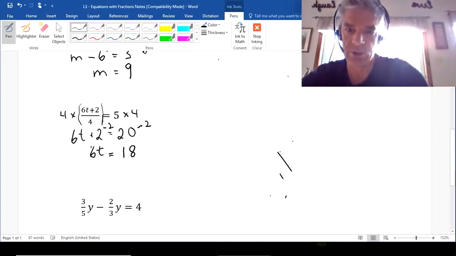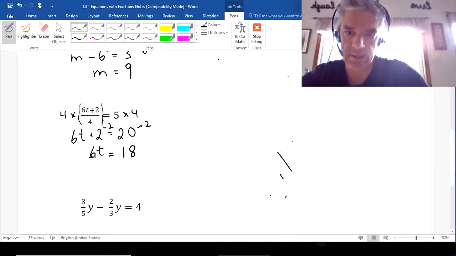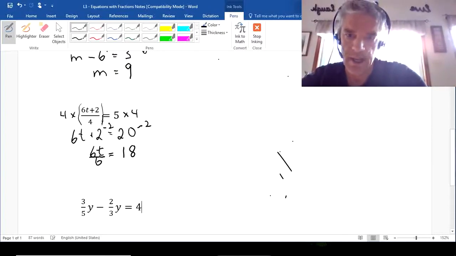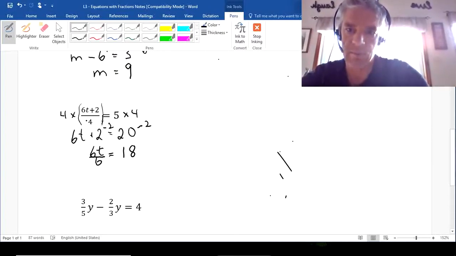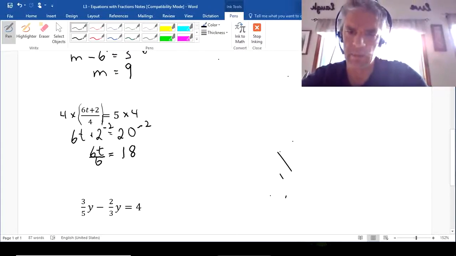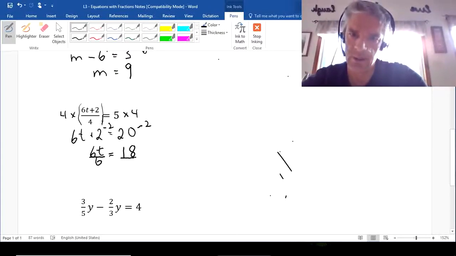And at this point, I'm going to now divide both sides by the number in front of the variable, which is t. So I'm going to divide both sides by 6, right? It's kind of the same thing as doing up here when I multiplied by 4. That made 4 over 4 to give me 1. 6 over 6 is going to give me 1. And I like 1. 1's a great number. It's just a really easy number to deal with, right? Wonderful number.